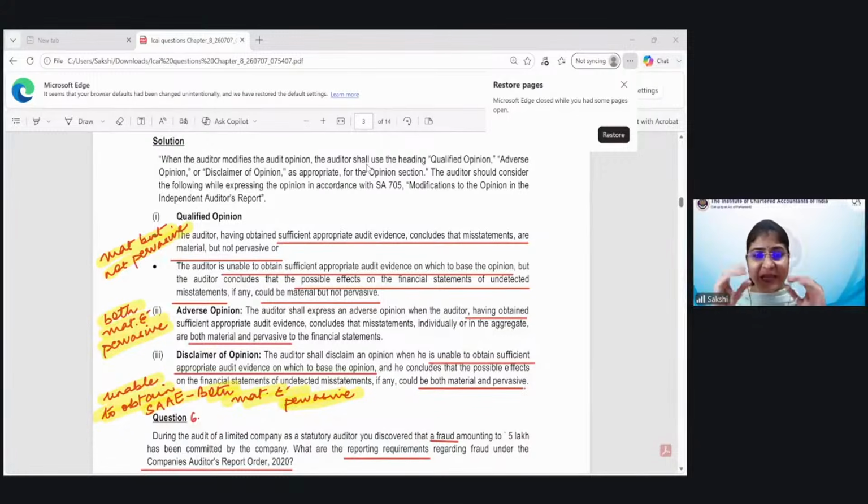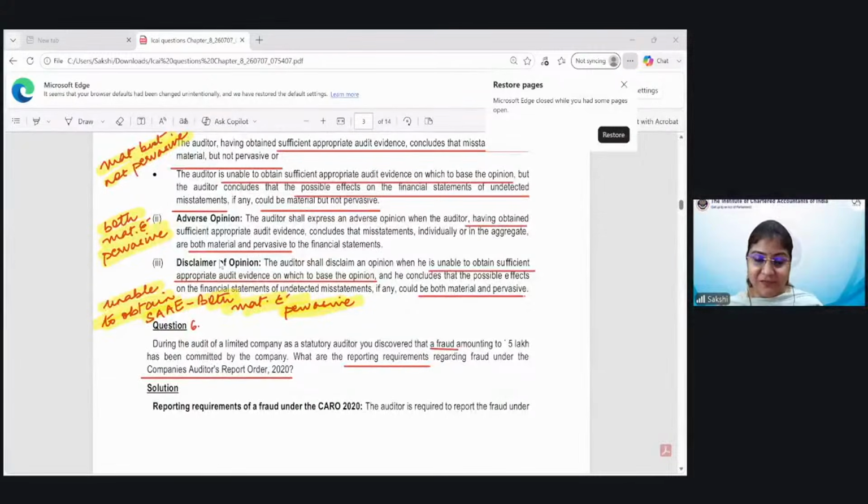You get a case study form of question, and they're asking what kind of opinion. Depending upon the marks, you first tell these are the kinds of modified opinion: adverse, qualified and disclaimer. This particular one deals with adverse opinion. Why? Because he obtained sufficient and appropriate audit evidence, but based on that evidence he concluded that the possible effects of misstatement could be both material and pervasive. Is it clear to all of you?